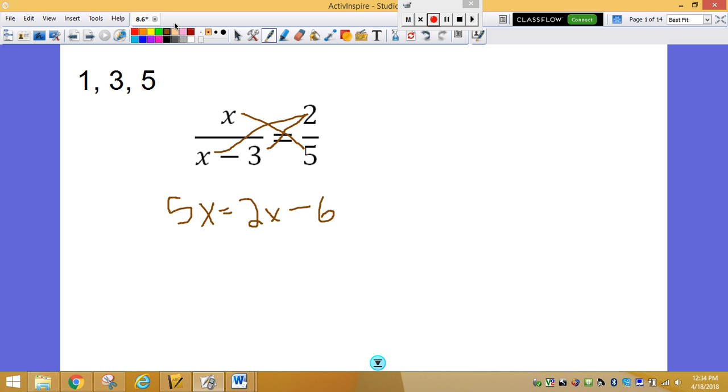Now this is a simple equation that we can solve. So I'm going to start by moving my 2x. It's a positive, so I'm going to subtract it. 5x minus 2x is 3x. Here, this minus stays with the 6, so I'm going to bring down a negative 6. Last, the 3 is multiplying. The opposite of multiplying is dividing. And negative 6 divided by 3 is negative 2. So that's your answer for this example.